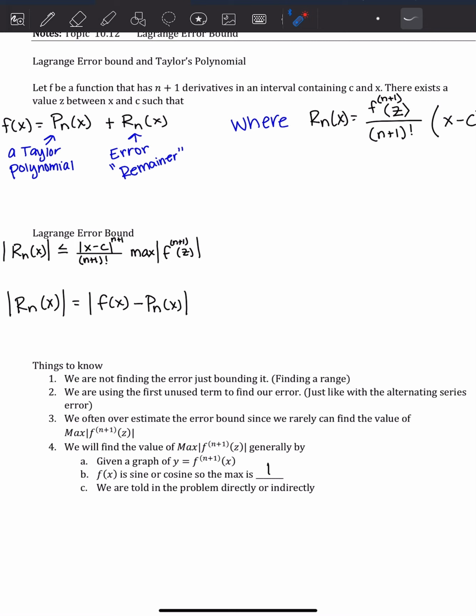And the third way that we find this maximum is we are told directly in the problem what is happening. So these are our three options. They will give us a graph, they will give us sine or cosine, or we are going to be told in the problem directly or indirectly, which means we have to figure it out from there. Okay.